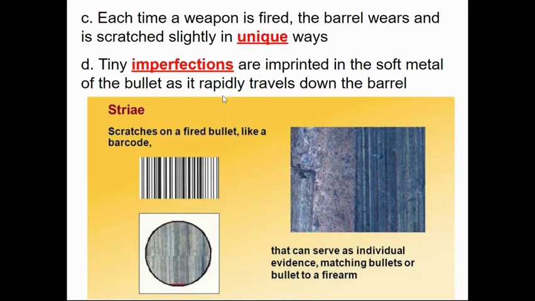Each time that weapon is fired, that barrel wears a little bit. It's scratched slightly and in unique ways. And these tiny imperfections are imparted on that bullet as well. So think of a barcode as an example of a way of identifying something.